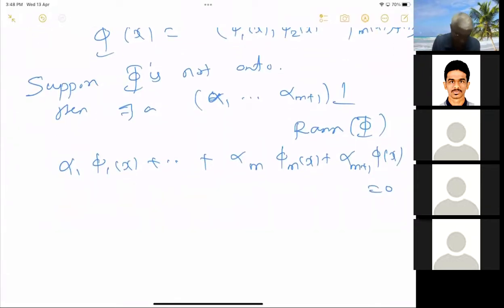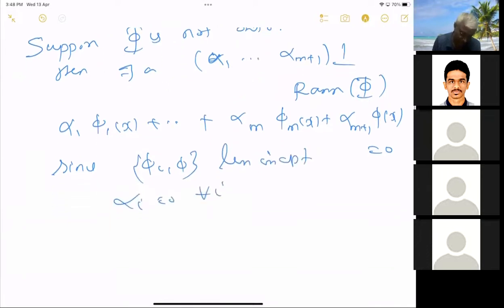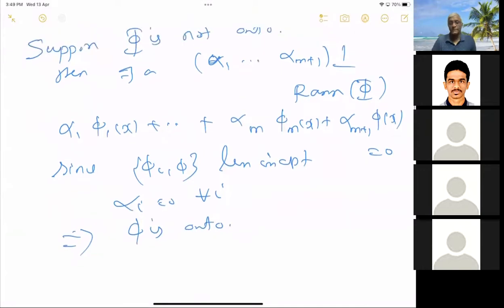But since the phi_i's and phi are linearly independent, every alpha has to be 0. So this implies phi is onto. So it's clear, phi is onto.